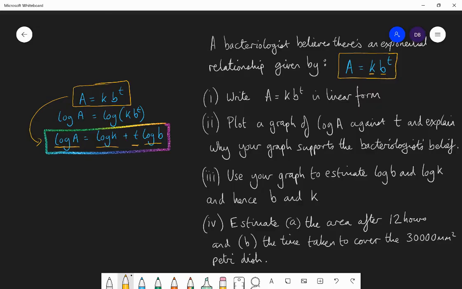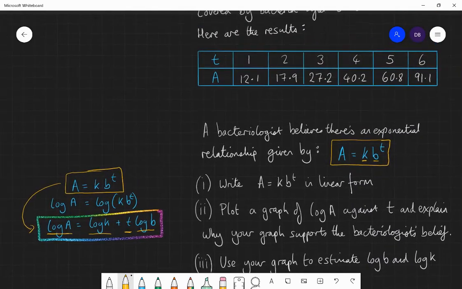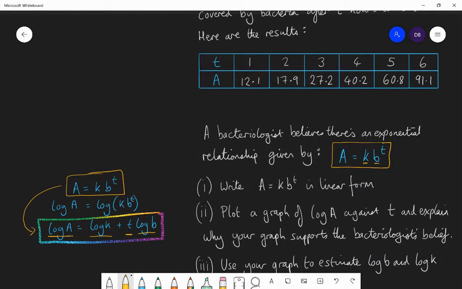Plot the graph of log A against t. Well, we have the values of A for every value of t. What we do now is we've got to create an extra row. We want to plot log A, not A. So for each value of A, we need to find log of A. We don't need to be extremely accurate. We'll get lots of decimal values on our calculator. So we do log of 12.1, and we're going to put it to 2 decimal places, 1.08. 1 decimal place would probably be fine, but I'm going to write it to 2 decimal places for each one.